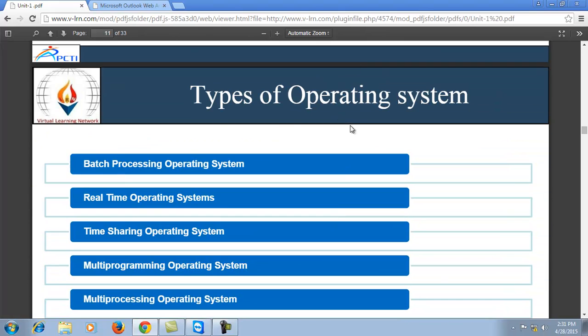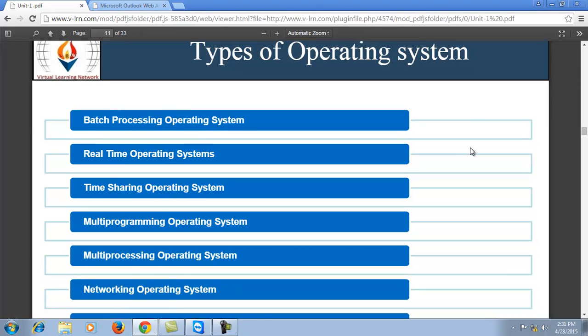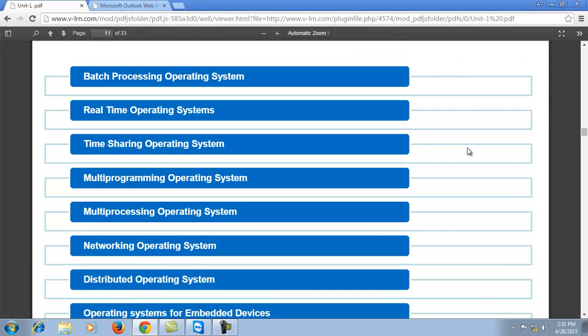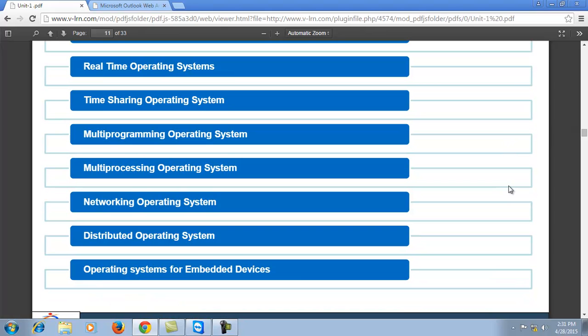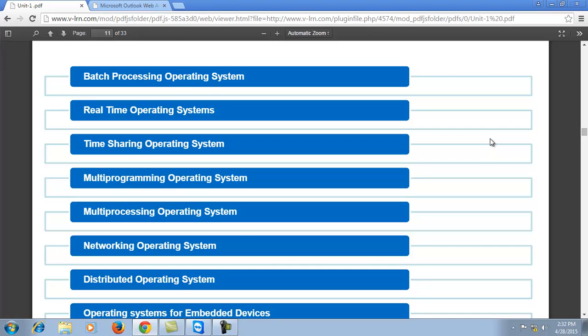These are the types of operating systems which were used in previous years, and which we are using nowadays in a more efficient and better manner.